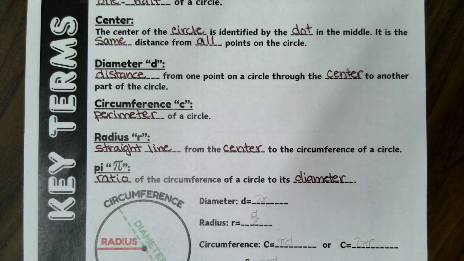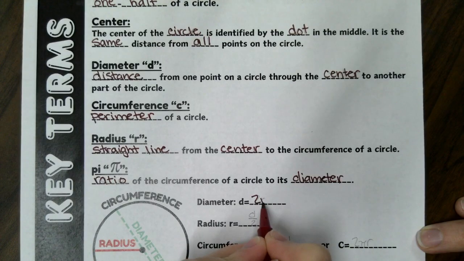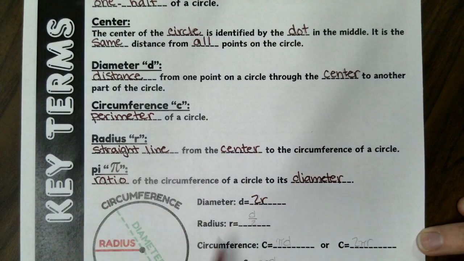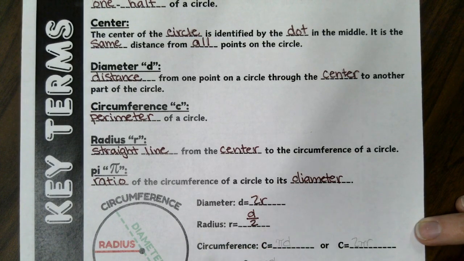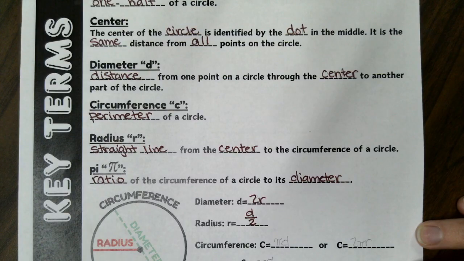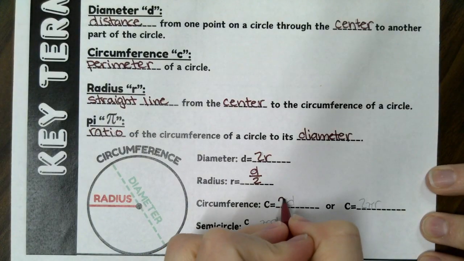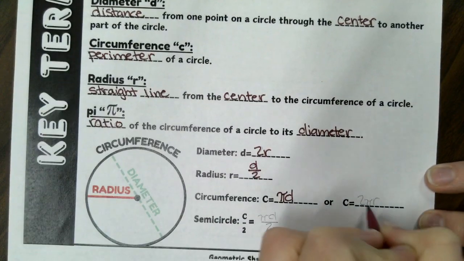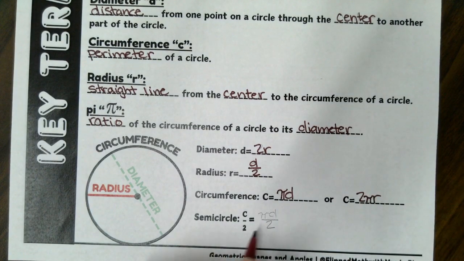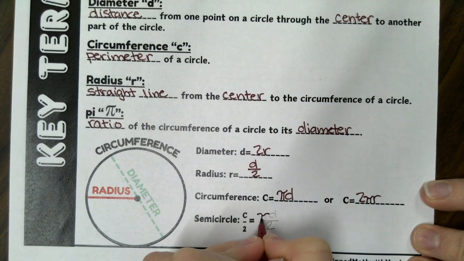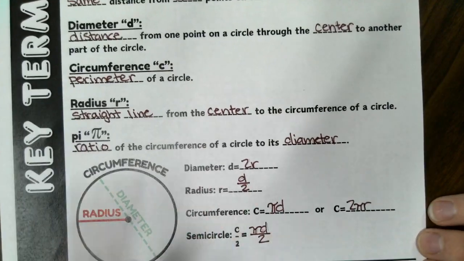So here are some formulas you will need to know. So this is diameter. Diameter is D, and that's 2 times R. So 2 times our radius. Radius is noted as R, and that's diameter divided by 2, which makes sense, right? Because radius is half of the diameter. Then we have circumference. Circumference is pi times diameter, or 2 times pi times R, or the radius. Semicircle, to find that, is pi times diameter divided by 2. Okay, so those are some formulas you're going to want to know.